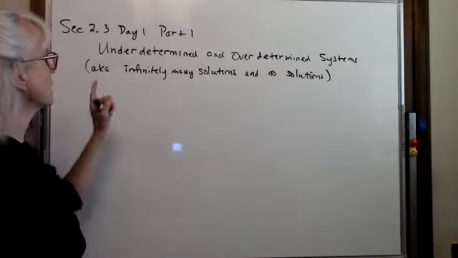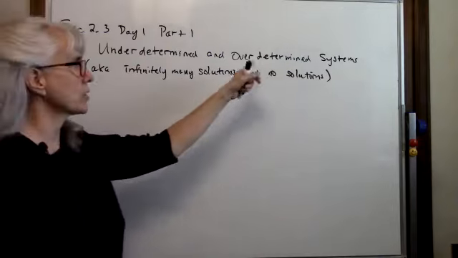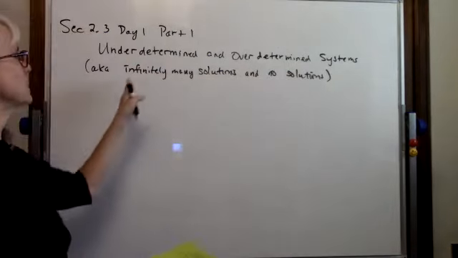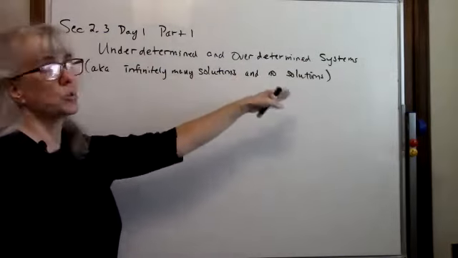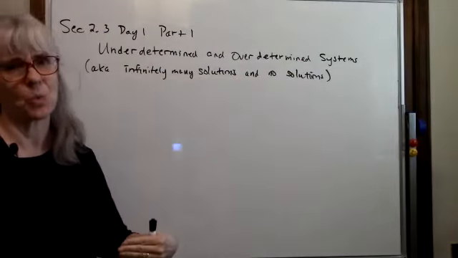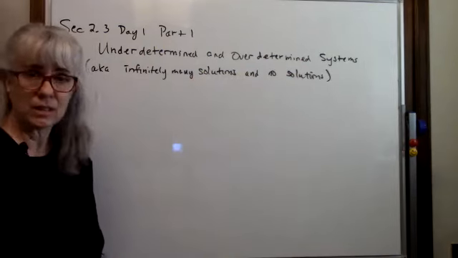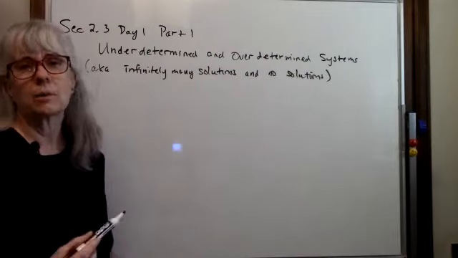The section title is Underdetermined and Overdetermined Systems, which is a pretty good title. What does it mean? Well, for us, it means the infinitely many solutions and the no solutions that we saw in section 2.1. So that's what we're going to look at, is how do we recognize when we have an infinite solution and a no solution when we're dealing with Gauss-Jordan.